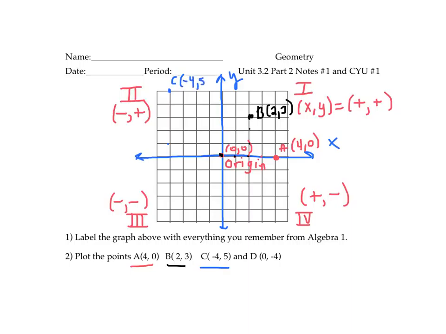Negative 4, positive 5. And then finally, the point D is at (0, -4). That means we're not going to the left or right at all for x, and we just want to go negative 4. 1, 2, 3, 4. So the point D is down here. 0, negative 4.